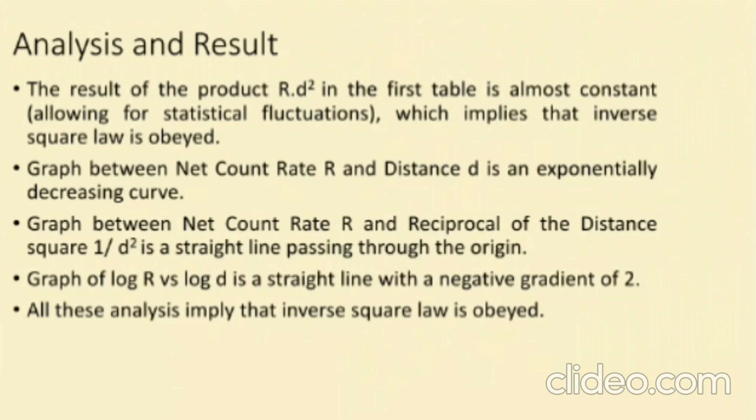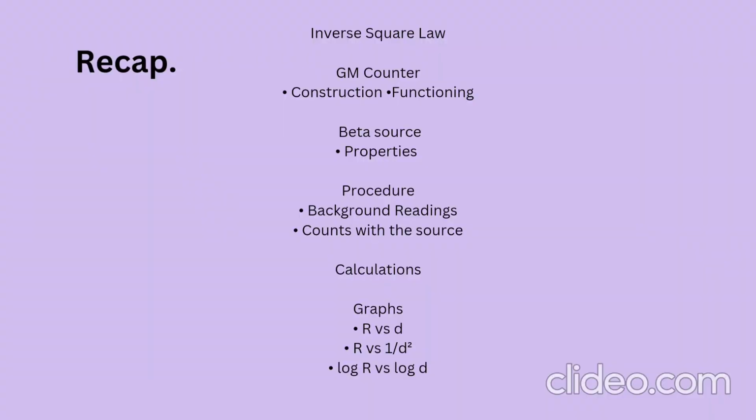So after all your experimentation, all the tabulations and all the plotting of the graphs, when your analysis is proved correct, you can say all these analyses imply that inverse square law for beta rays is obeyed. With this, we come to the end of the experiment.